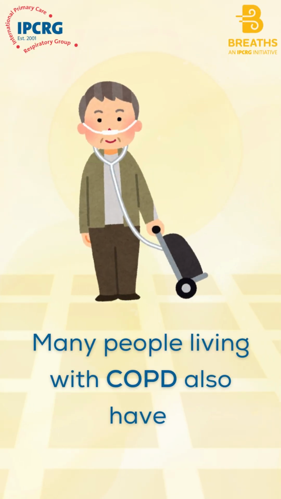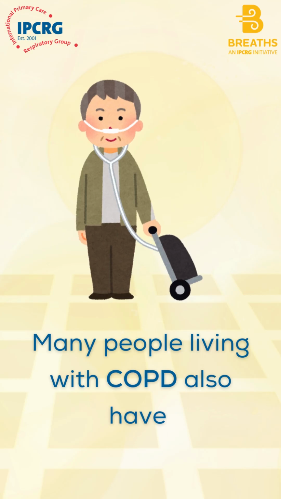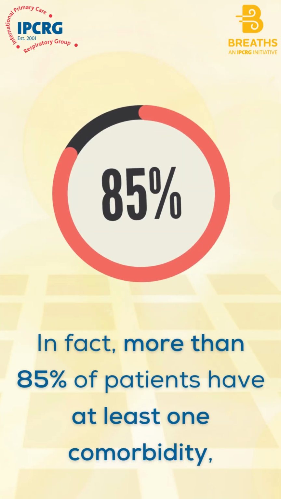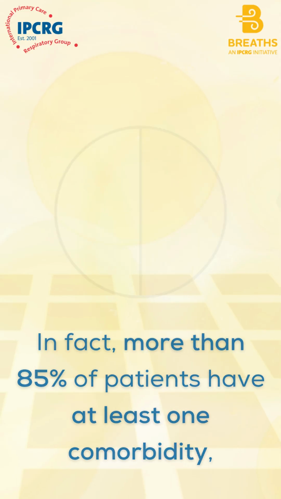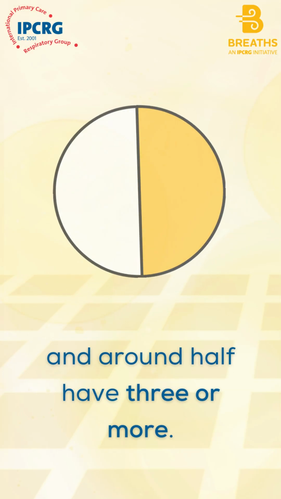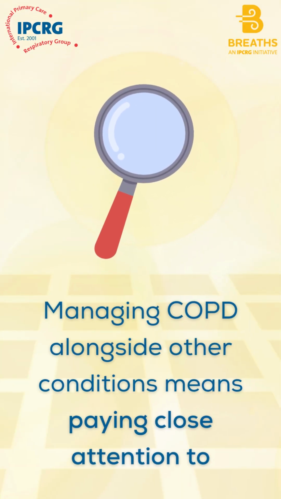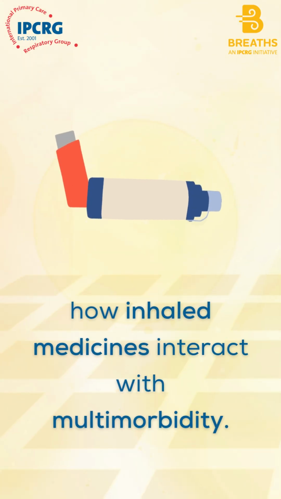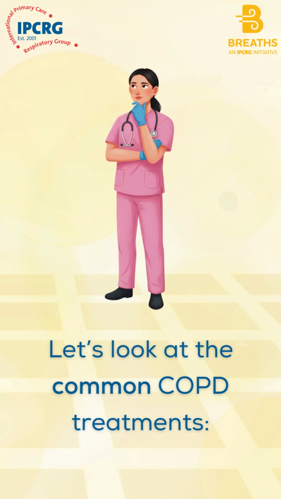Many people living with chronic obstructive pulmonary disease, COPD, also have multiple comorbid conditions. In fact, more than 85% of patients have at least one comorbidity, and around half have 3 or more. Managing COPD alongside other conditions means paying close attention to how inhaled medicines interact with multimorbidity. Let's look at the common COPD treatments.